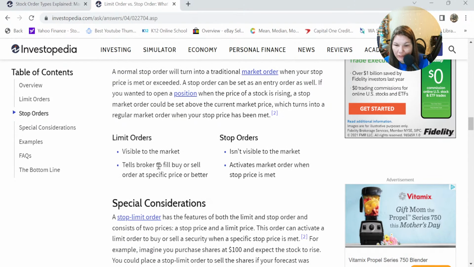So limit orders are visible to the market and stop orders aren't visible to the market. A limit order tells brokers to fill, buy, or sell at a specified price or better. A stop order activates a market order when the stop price is met. So you set it at $12, and then once it hits $12, you have a market order automatically set in there to buy.